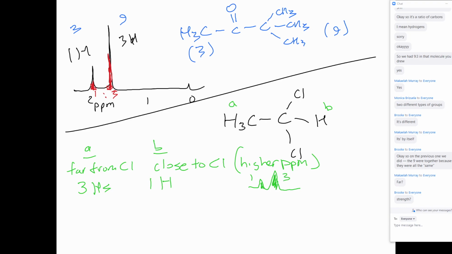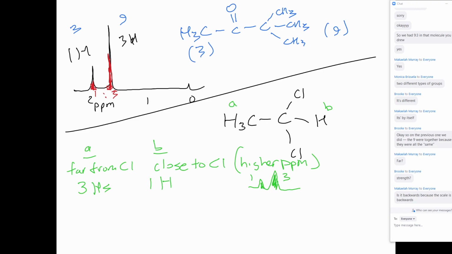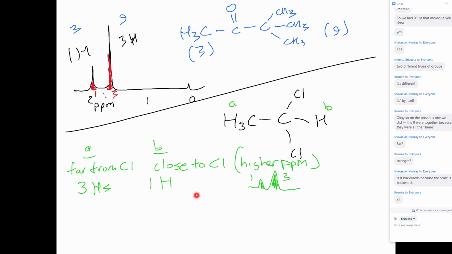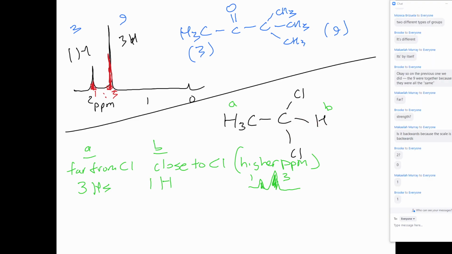Okay. But the very last thing to consider, how many neighbors does A have? And what the heck does that even mean? Yes, it's backwards because the scale's backwards. Exactly. It goes 10, 9, 8, so down to 0 on this side. So A, if I go to this carbon, move 1 carbon over, how many H's? Just 1. So H is bonded to a carbon, go 1 carbon over, and it has a Cl, Cl, and an H. So 1 neighbor.